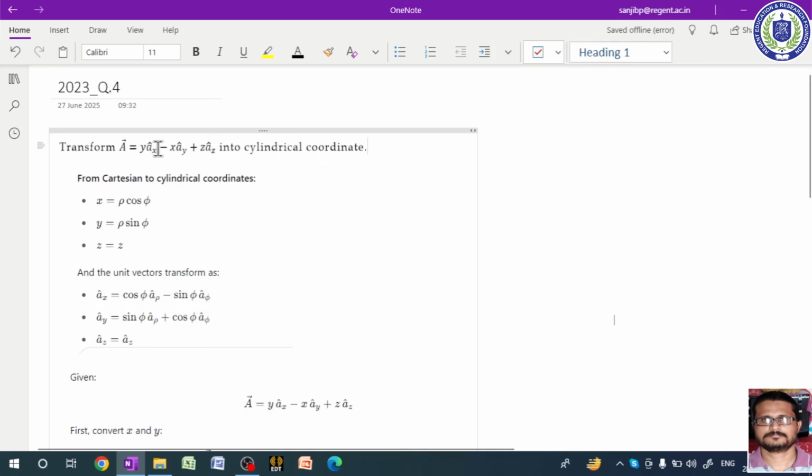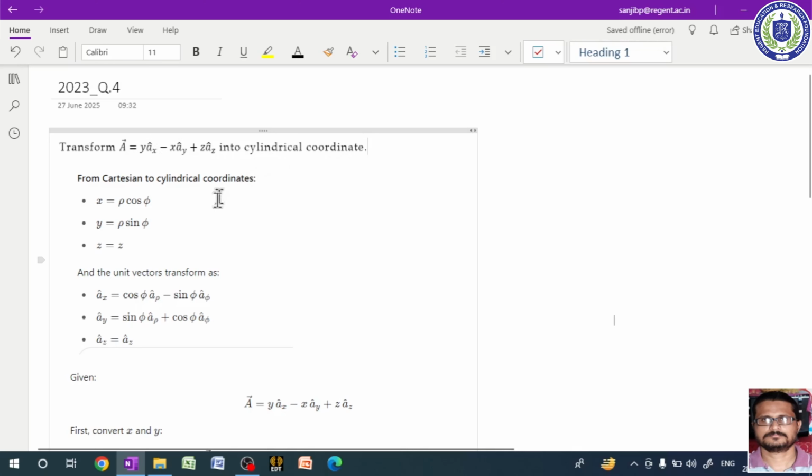Okay, so what we have to do is transform this vector into cylindrical coordinates. First, a concept: the question does not ask to transform into cylindrical coordinates, it asks to transform into a cylindrical coordinate vector. How will you understand that? Here a equal to this is the representation of our vector in Cartesian or rectangular coordinates. So a cylindrical coordinate vector transformation is needed.